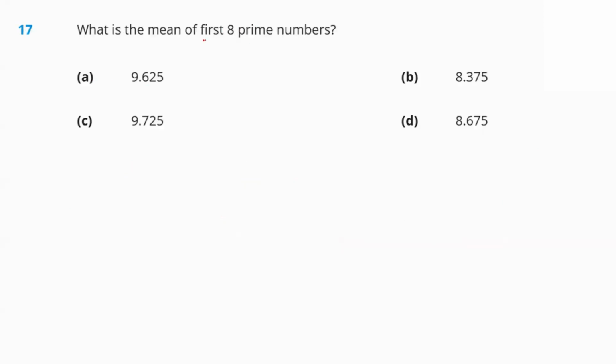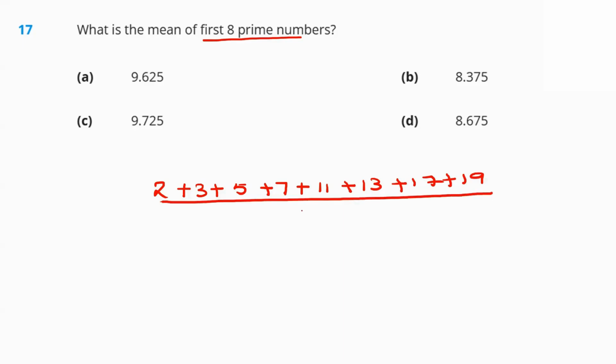What is the mean of the first 8 prime numbers? What are the first 8 prime numbers? 2, 3, 5, 7, 11, 13, 17, and 19. Mean means average. So we have taken first 8 prime numbers. So what we do, we take them, we add them and divide it by 8.